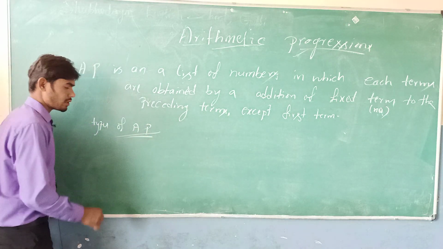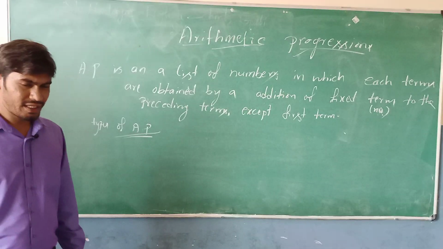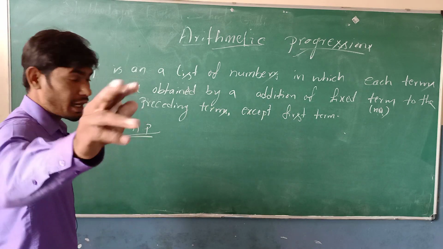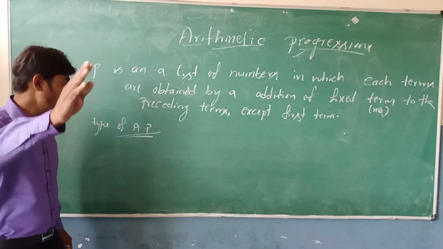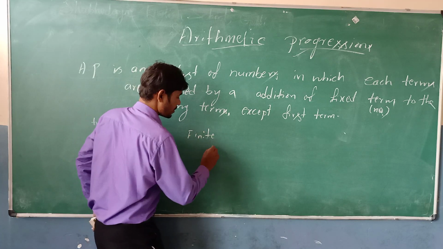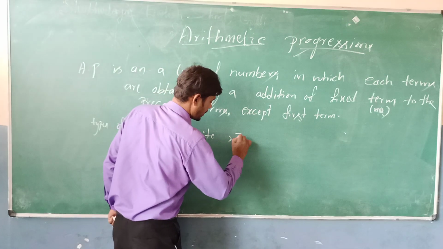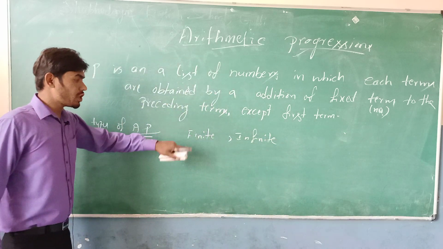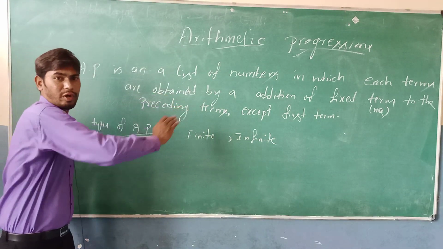Arithmetic progression. What are the types? There is a classification. One is finite, another one is infinite. Finite arithmetic progression and infinite arithmetic progression.